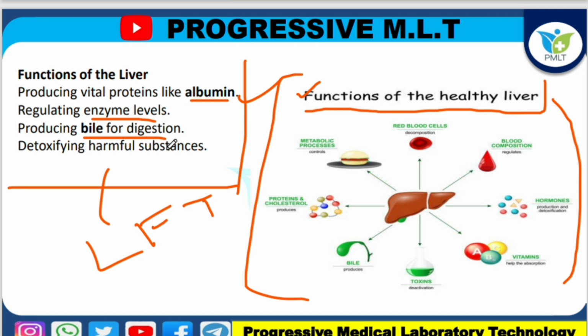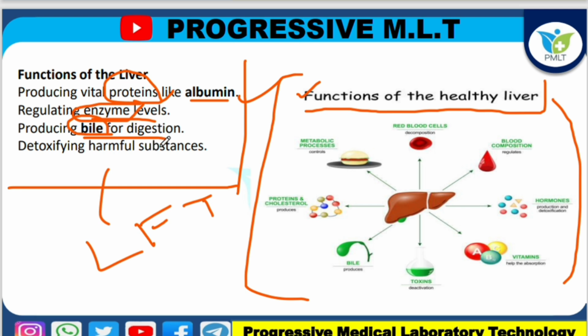Okay, basically in the liver function test there are various types of parameters. One group of parameters is protein, another group of parameters is enzyme, and the last group of parameters is bilirubin. Understand? I have mentioned the functions here so that you can easily relate them with the liver function test properly.